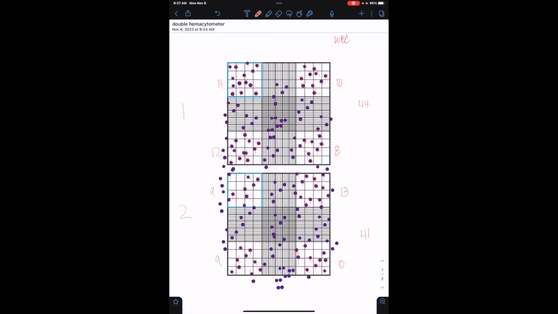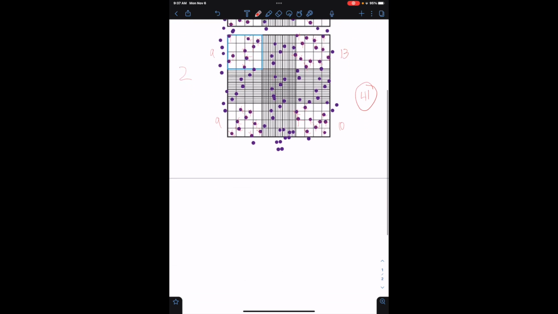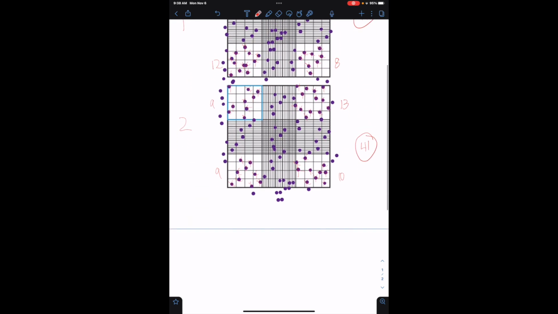So now, for our two sides, we have 44 and 41. Now we're going to scroll down and take a look at our calculations. Okay, so I'm going to transpose these down here so I have them. So side 1 is 44, side 2 is 41.